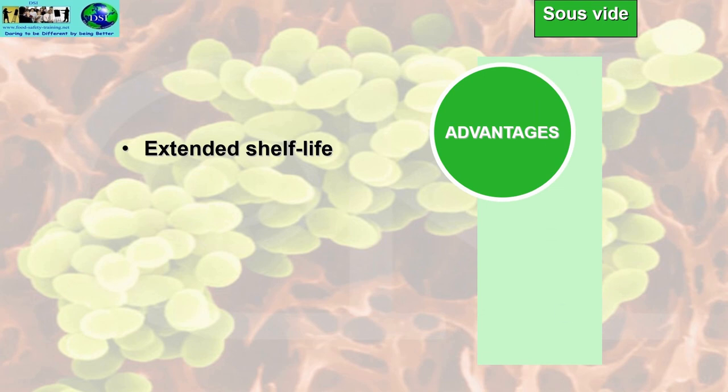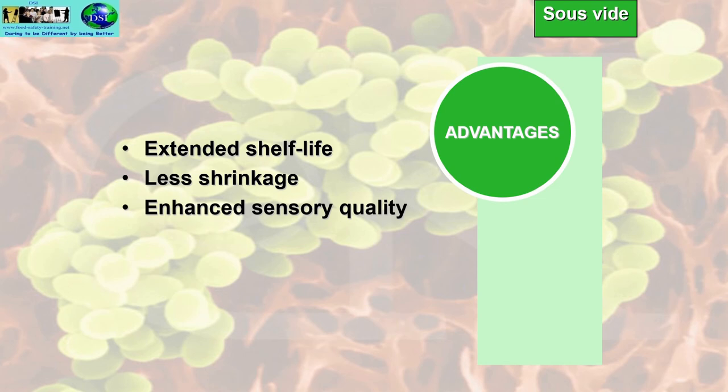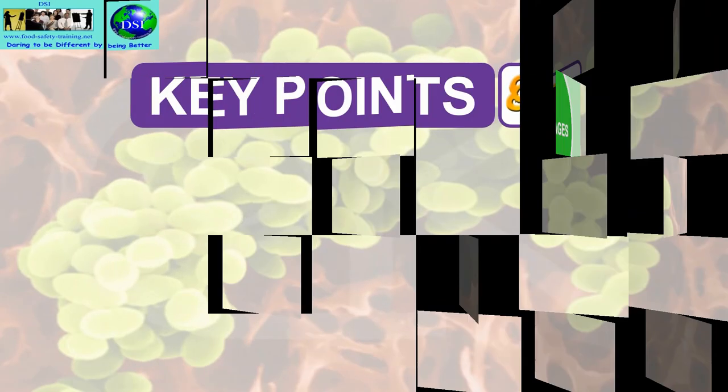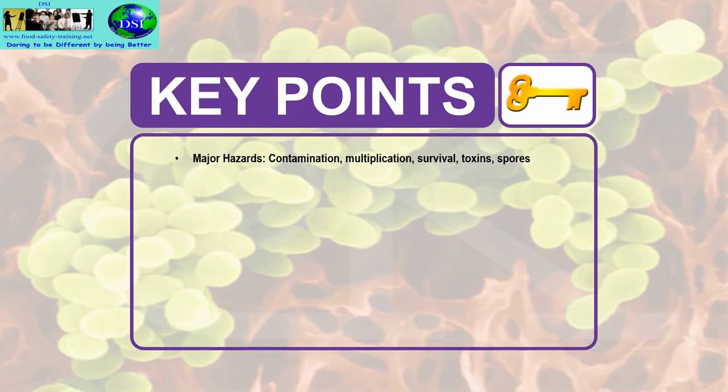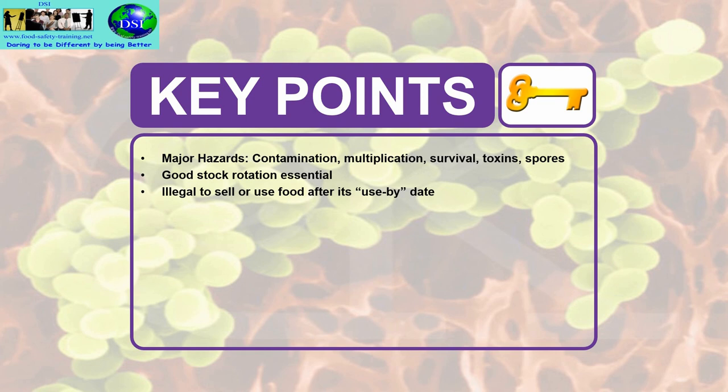Advantages: there's an extended shelf life, less shrinkage, enhanced sensory quality, improved nutritional value. So, the key points of that section. We looked at the major hazards: contamination, multiplication, survival, toxins and spores. Good stock rotation is essential. It's illegal to sell or use food after its use by date.